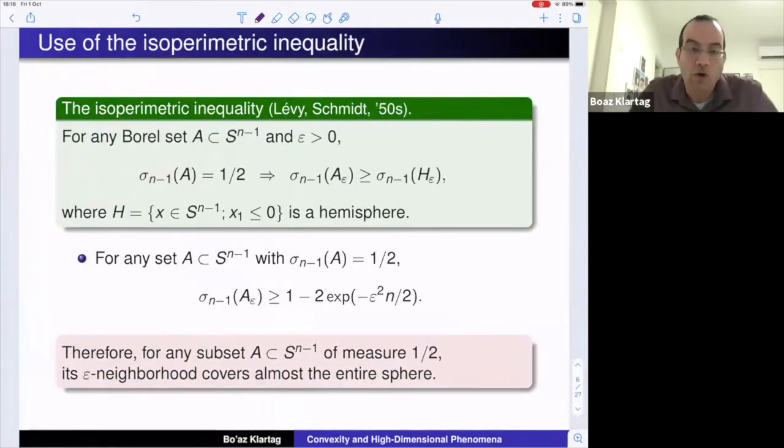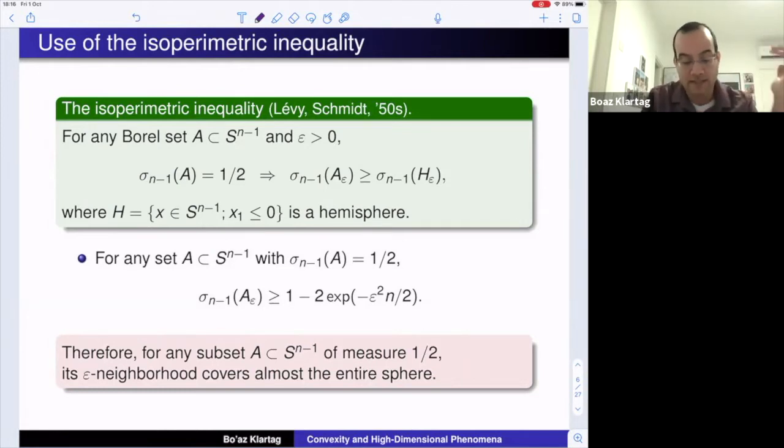Okay, now this is only about the hemisphere, and one way to use it analytically is through the isoperimetric inequality that goes back to Paul Lévy and to Schmidt. So what is the asymptotic problem? This is the following question.